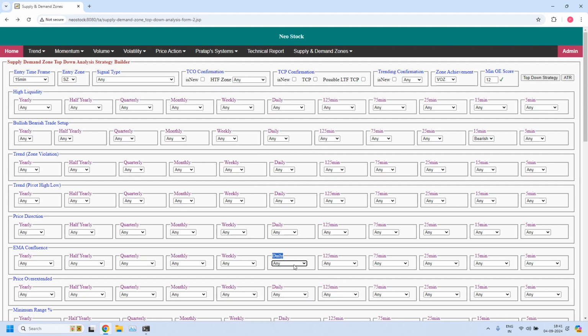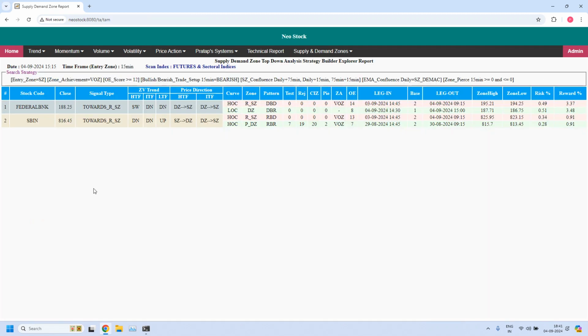Why daily time frame? Because 15 minute zone, 75 minute zone, both are part of the daily zone. That is what HTF zone confluence. So we are checking daily supply zone with daily EMA confluence. So 2 stocks filtered. First one is invalid because EMA confluence is invalid. Remaining parameters are okay. Still it is a valid zone.